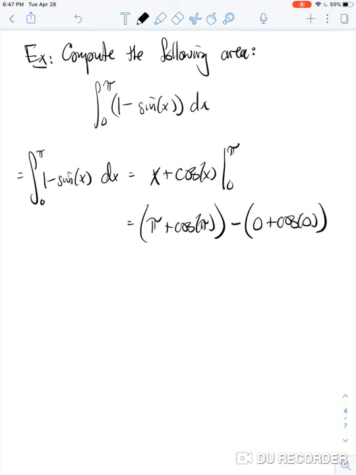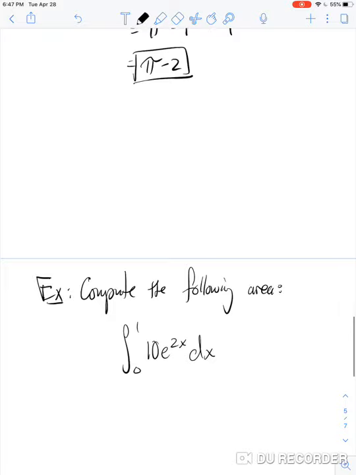Now be very careful here because cosine of 0 is actually 1, so it's not 0 in this case. So here I get pi. Cosine of pi is negative 1, so that would be pi minus 1, and then minus 1, because this whole thing would be equal to 1. 0 plus 1 is 1. So here my answer is pi minus 2, which is a positive number, right? Pi is about 3.14 minus 2, so this has some positive area to it.